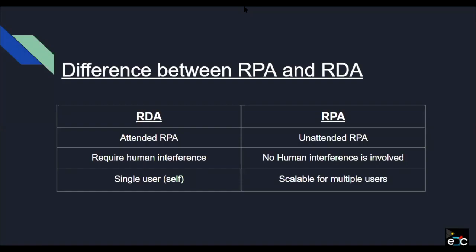Okay, so like I was saying, RDA is a self user. It's only for your own self, doing it on your machine for your business operations. Whereas RPA can be a scalable operation which can be used by other users as well. And the very big difference also is that RDA requires human interference.